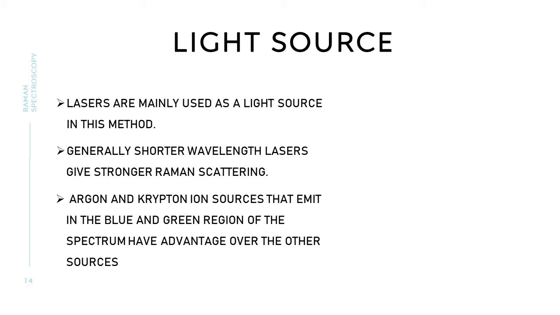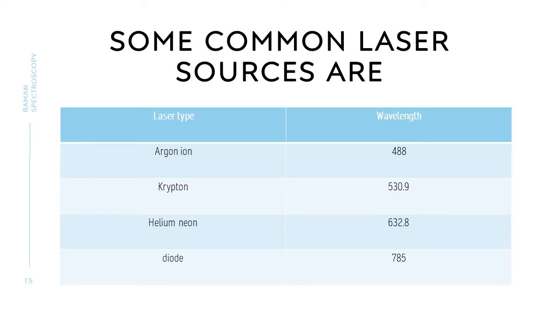So now let us look at some of the common laser sources. So argon ion can be used as a laser light source with a wavelength of 488 nanometer. Krypton can be used as a common laser light source with a wavelength of 530 nanometer, and helium neon can be used as a laser light source with a wavelength of 632.8 nanometer.